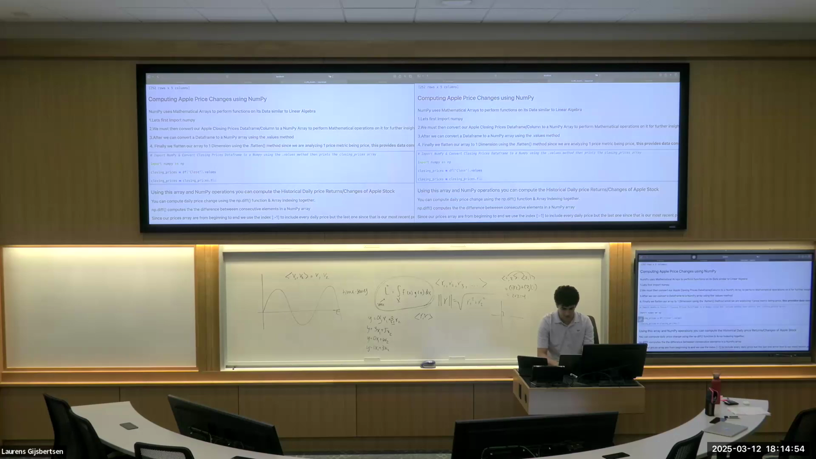Dot flatten. This is basically flattening it to a 1D array, right?